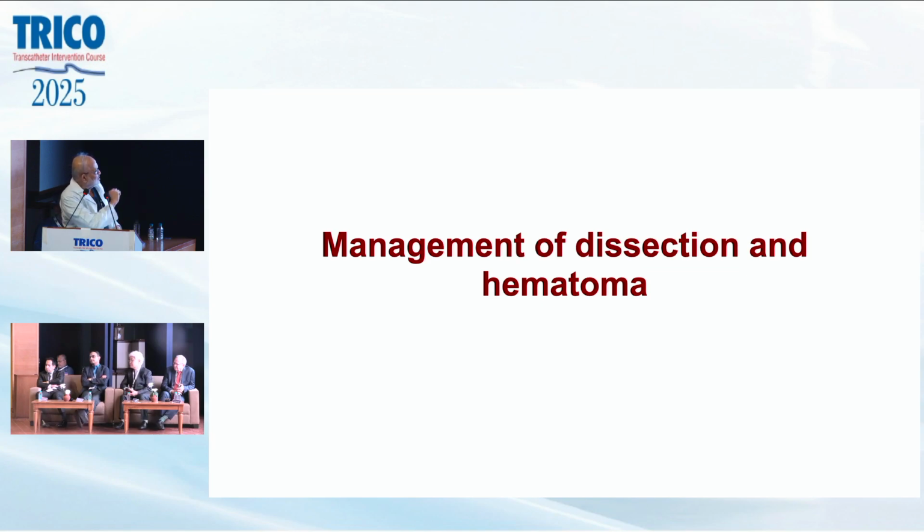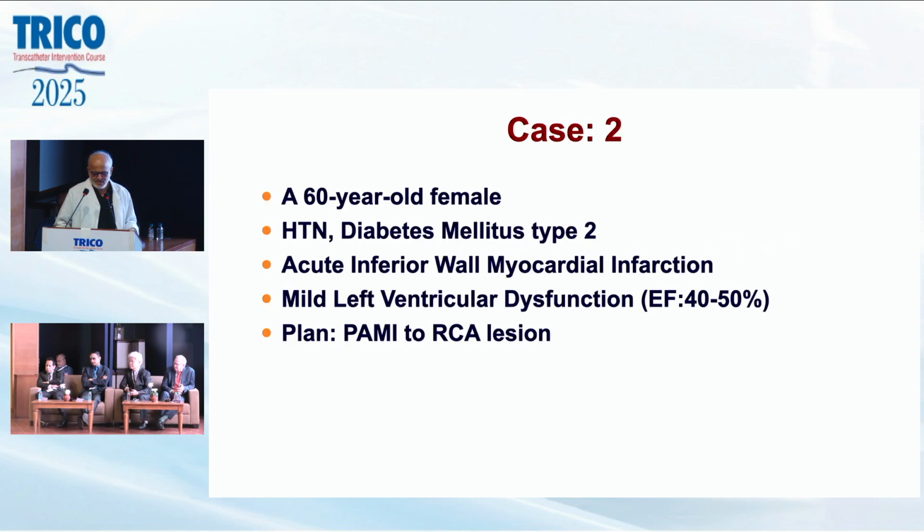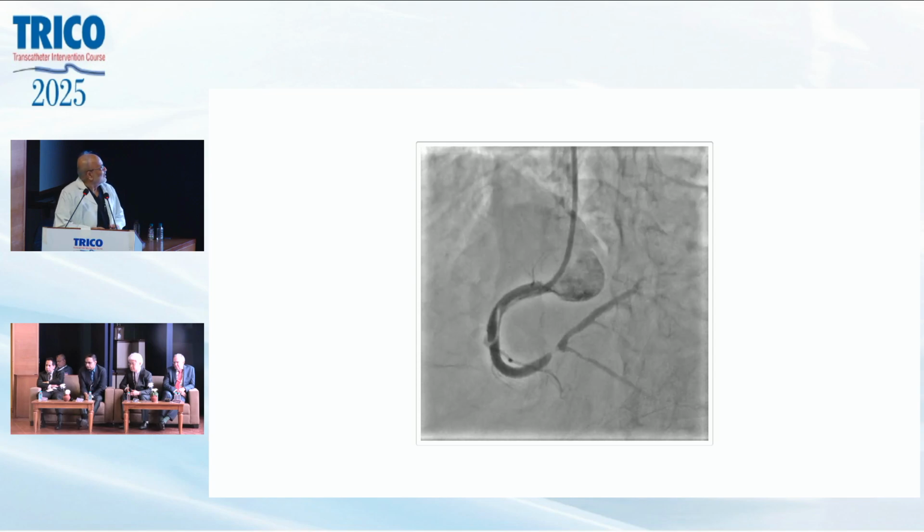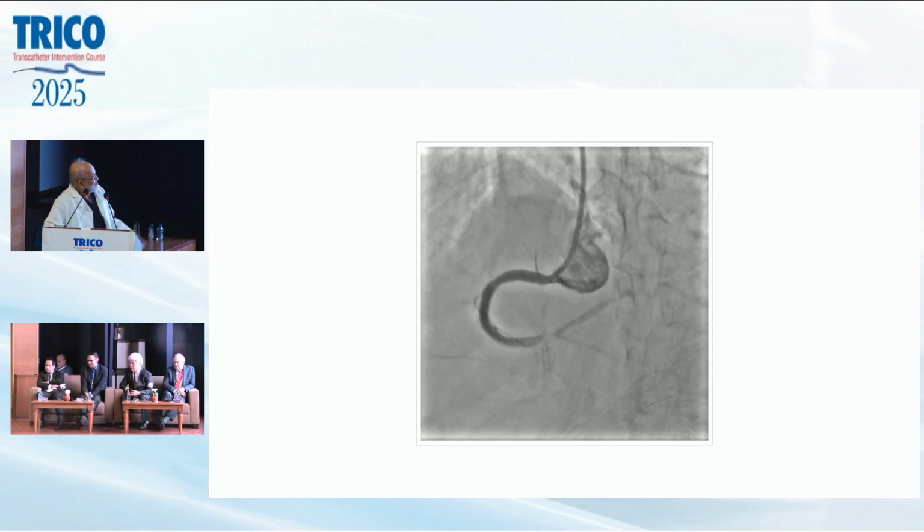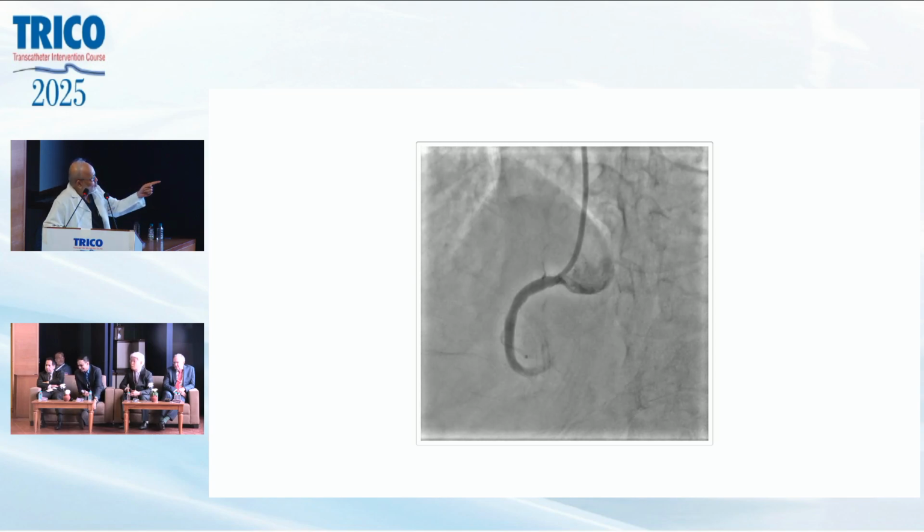Another part of the discussion I would like to have is management of dissection and hematoma. Again, I would like to present one case. A 60-year-old female, hypertension, diabetes, presented with acute inferior wall MI, and see how things get complicated, even in a very experienced center. Mild left ventricular dysfunction, PAMI to RCA lesion, and see what happens. The first injection, and see what is happening. Spiral dissection going up to the bifurcation.